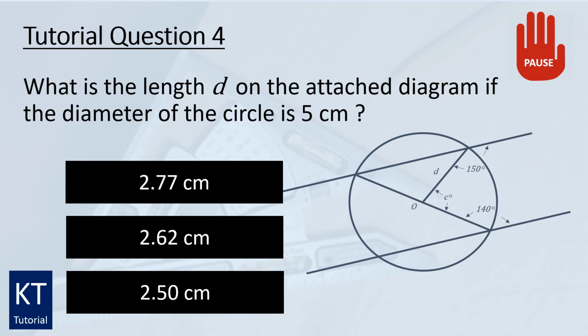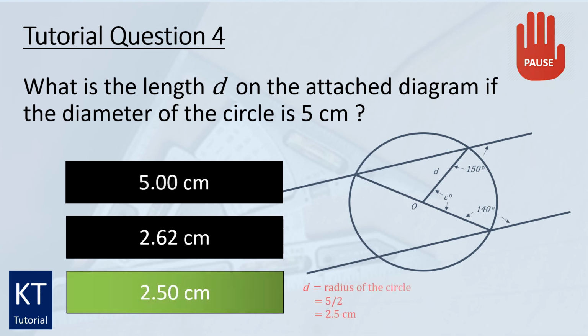Tutorial question 4. What is the length D on the attached diagram if the diameter of the circle is 5 cm? The answer is 2.5 cm, with D being the radius of the circle.